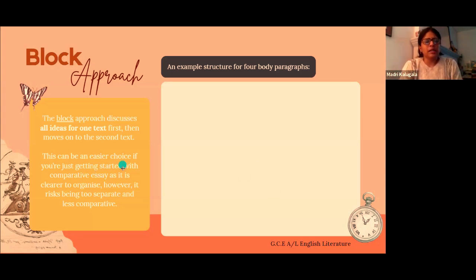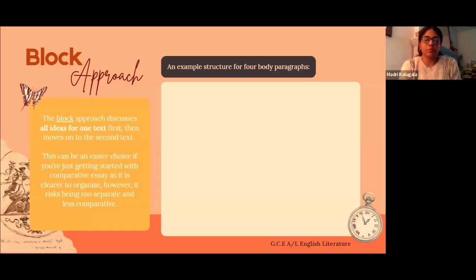Okay, this is usually an easier choice if you're just getting started with the comparative essay, for the simple reason that it's easier to organize. It's much easier because your head is on one track, right? Say that you're analyzing some Shakespearean sonnet. I'm thinking about Shakespeare, I'm writing what I can remember about Shakespeare for this. So it's easier in that way, but it's the more bland form. It's not as interesting. I will show you the integrated approach afterwards. It'll be better if you can try to do that. But if you're just starting off, it's okay to start with the block approach.